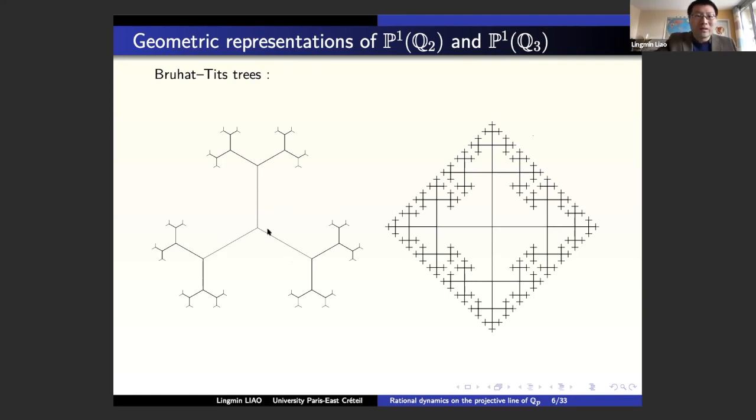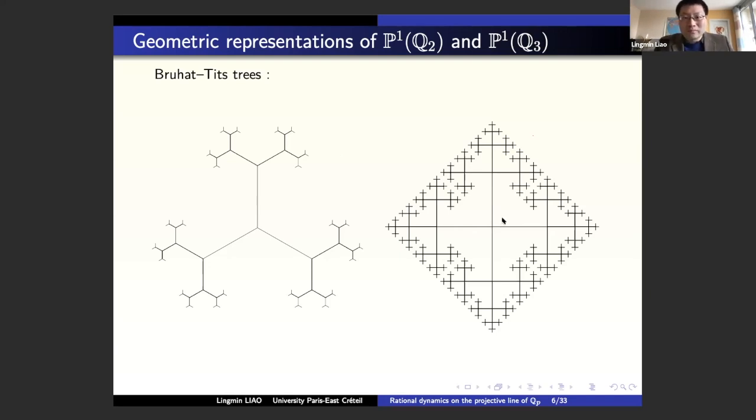From here you have Z_p, and this is outside Z_p. Outside Z_p you have one branch which stands for the infinite points. So the boundary of this tree is the projective line. Another model is this one, for p = 3.